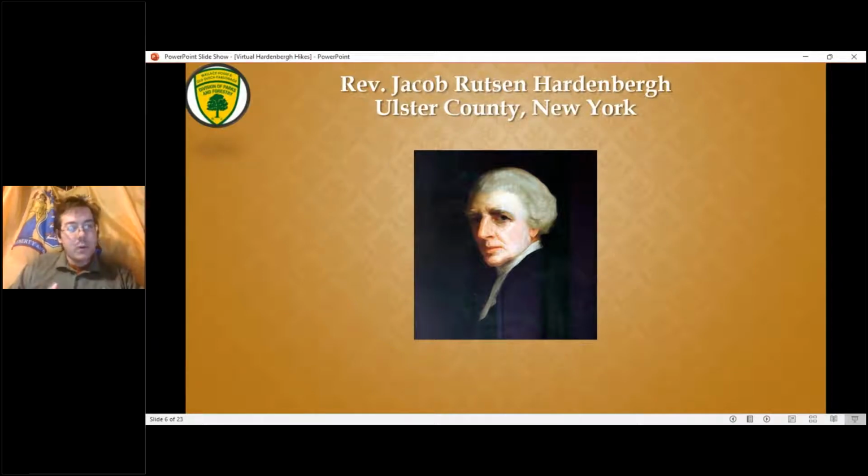Reverend Hardenbergh was born in New York to a very wealthy and prominent Dutch family in that region, and he journeyed first to New Jersey as a student, preparing for ministry in the church as a kind of protege of Reverend Frelinghuysen, and with a handful of other young men would live in the house and board and study there.